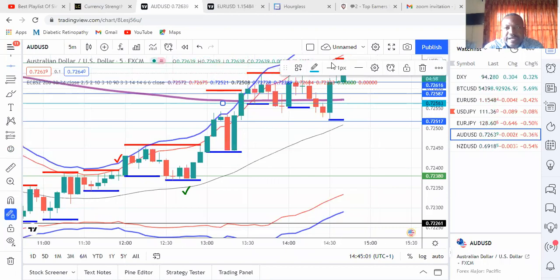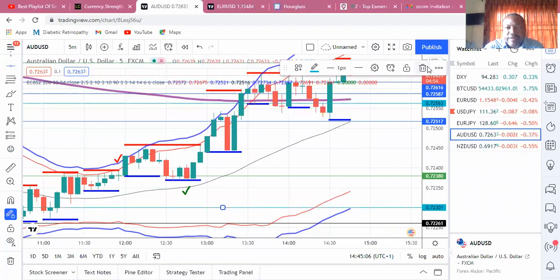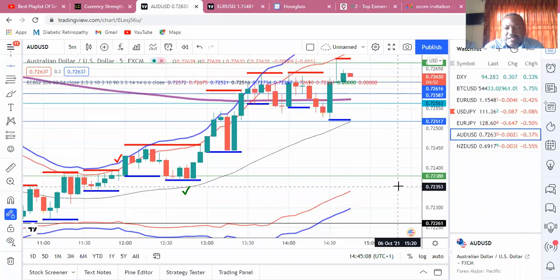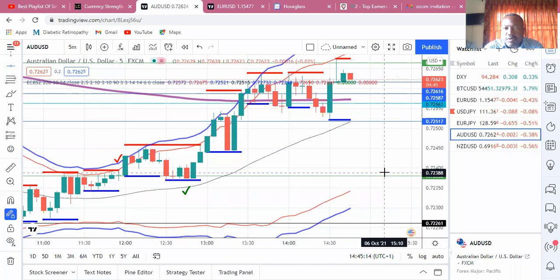When I mean close of the candle, I mean when the clock runs down to 00. That's the close of the candle. When the clock runs down to 00, this clock, the 5-minute candle, that's what we're talking about. So let's see.